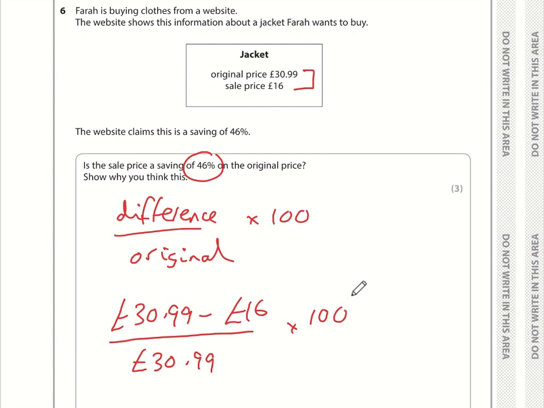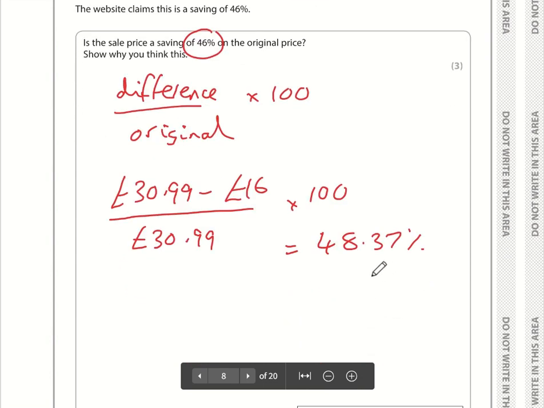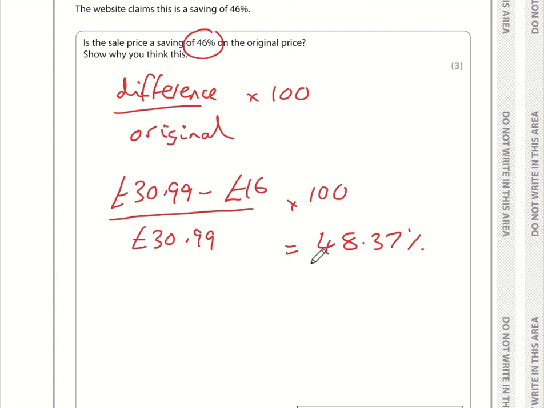So let's work out the difference. 30.99 take away 16, that's a difference of £14.99. Divide that by 30.99 and then multiply by 100, and that comes to a total of 48.37% to 2 decimal places, or you might just want to call that 48%. So is the sale price a saving of 46%? No, it is a saving of 48%. So the website claim is false.